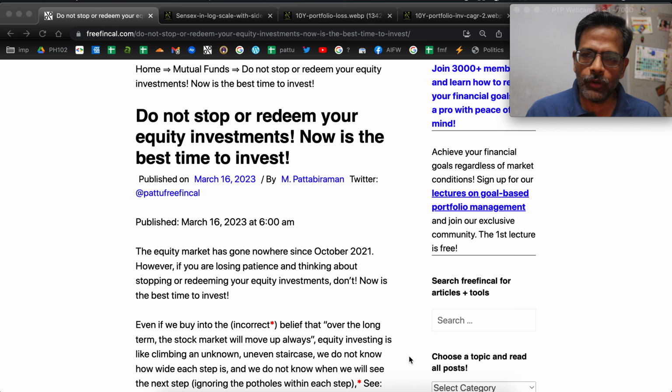So since October 2021, the market has not moved up at all. It's been going up and down. It's been on a sideways journey that is typical of what happens after a crash and recovery. There is a kind of a recession-like scenario. The inflation is high. There's neither any good news nor any bad news on a widespread level.